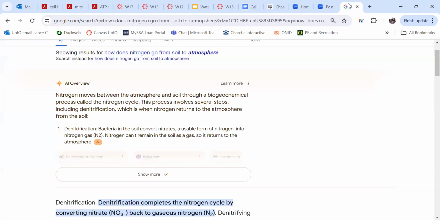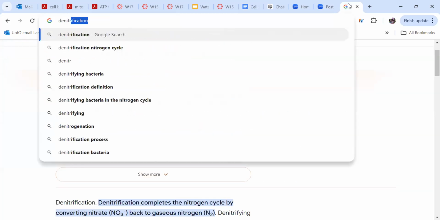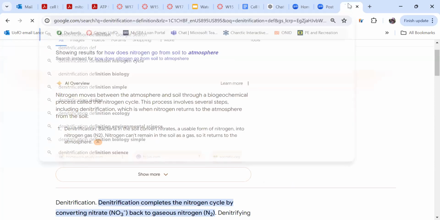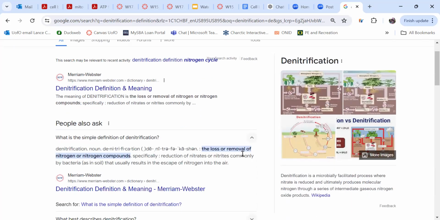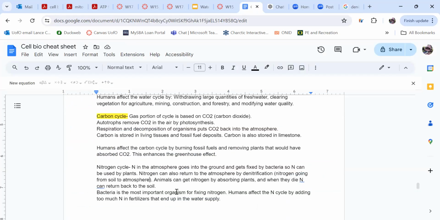Let's give that a quick Google real quick. Denitrification definition. Make sure we're right about that. It's a loss or removal of nitrogen compounds. The loss or removal of nitrogen compounds. The escape of nitrogen into the air. Yay, I was right. Okay. Cool.